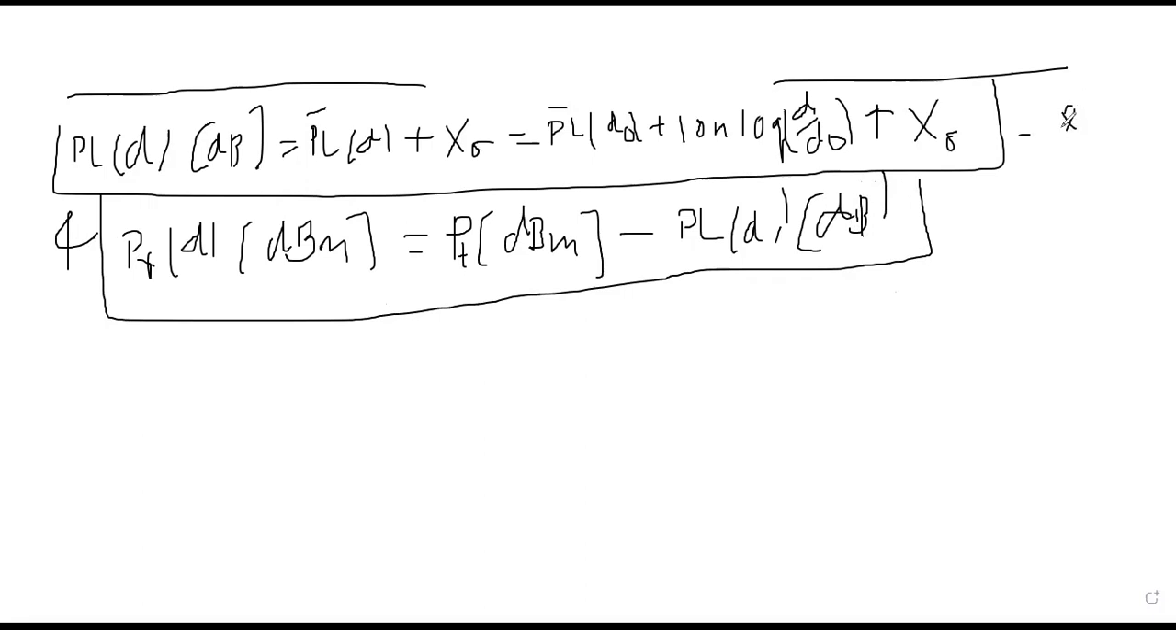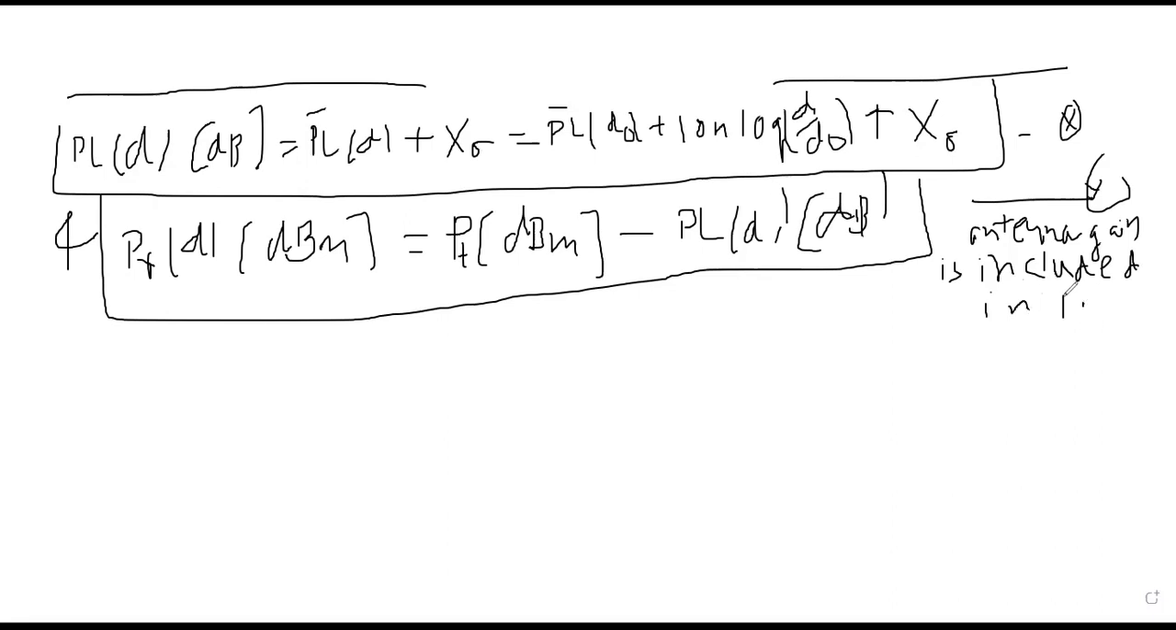It is the important equation. This is also an important equation, and antenna gain is included in this power loss at distance d.